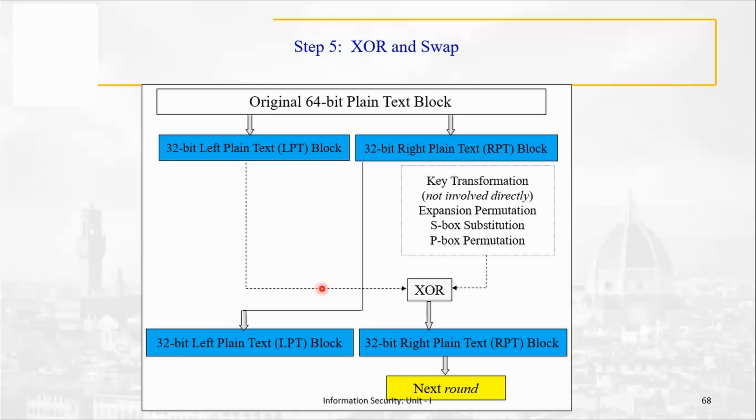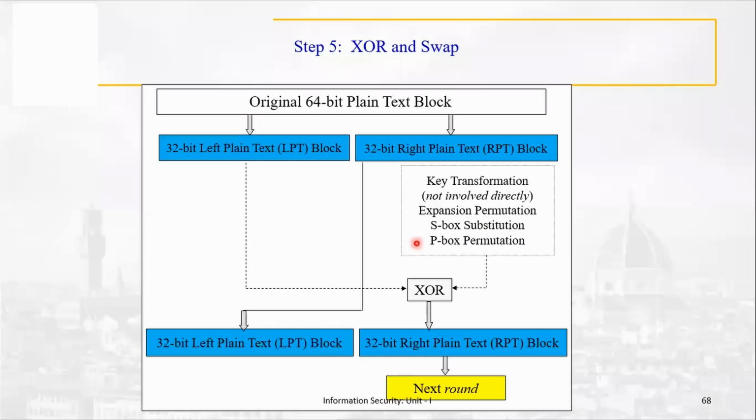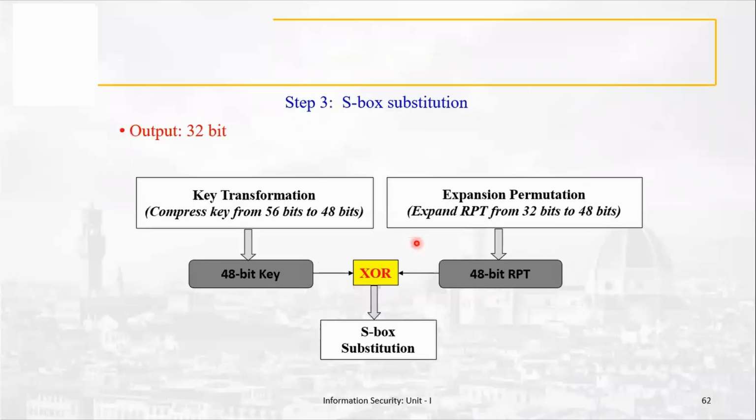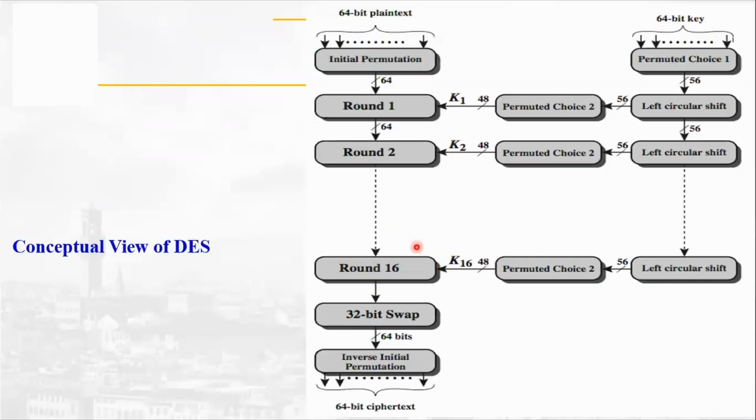And at the end, one swap operation is needed. L16 and R16 have to be swapped. So the last 32-bit swap is needed. After all the rounds, whatever output you are getting as a left part and right part has to be swapped.